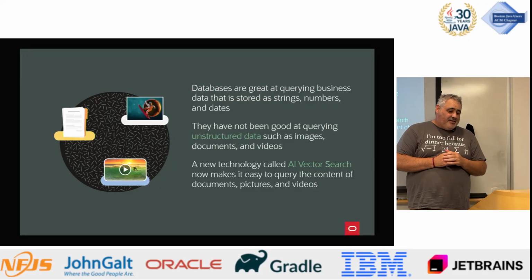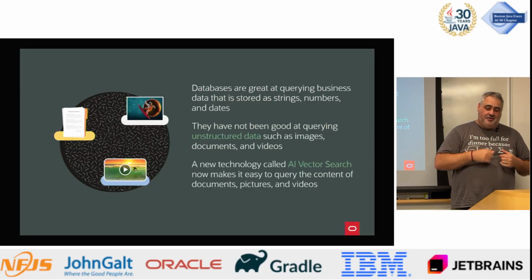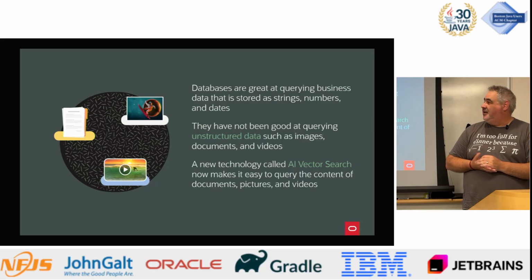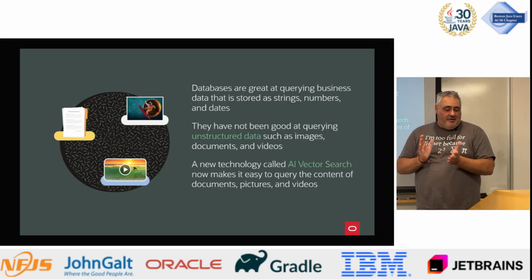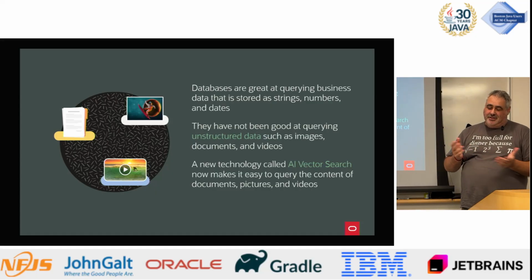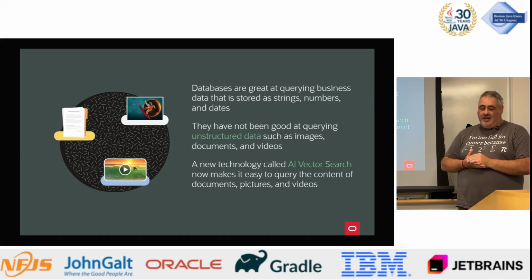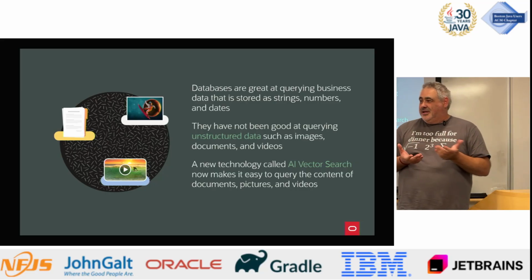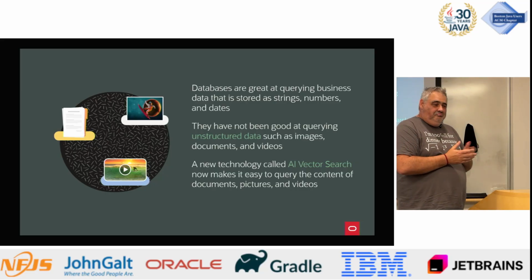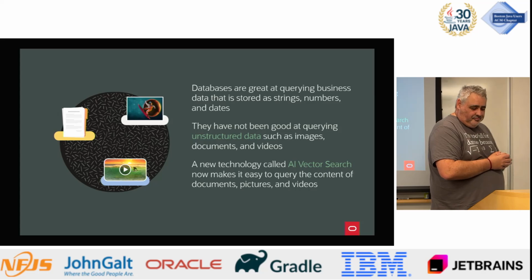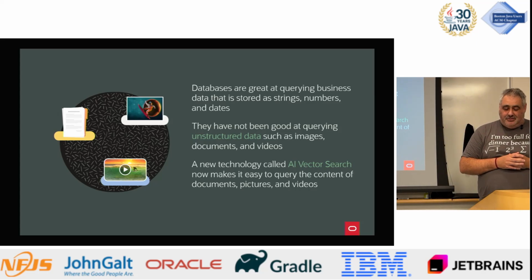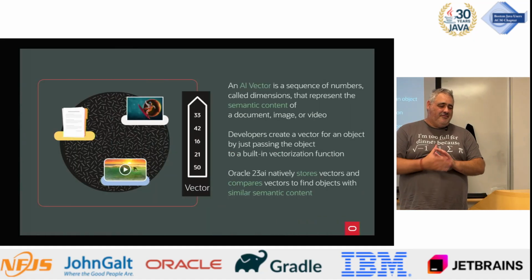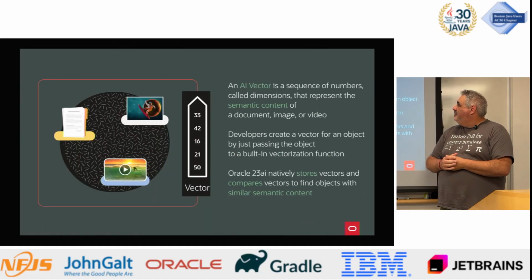So we'll talk about databases a little bit. Databases are great at storing business data like numbers and strings and dates and stuff like that. But typically they haven't been very good at handling unstructured data like images and documents and videos and all that kind of stuff. So the concept of a vector database appeared, I don't know, a few years ago, which makes it easy to capture the semantic meaning of things.